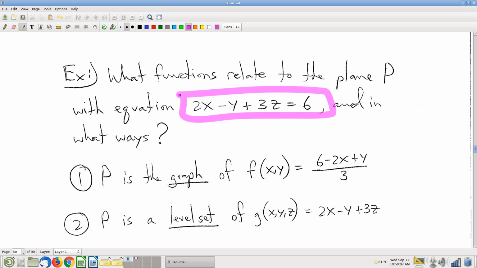So were we really drawing level sets? You were drawing solution sets to equations, and in a way you were drawing level sets, but I haven't gotten to that part yet.